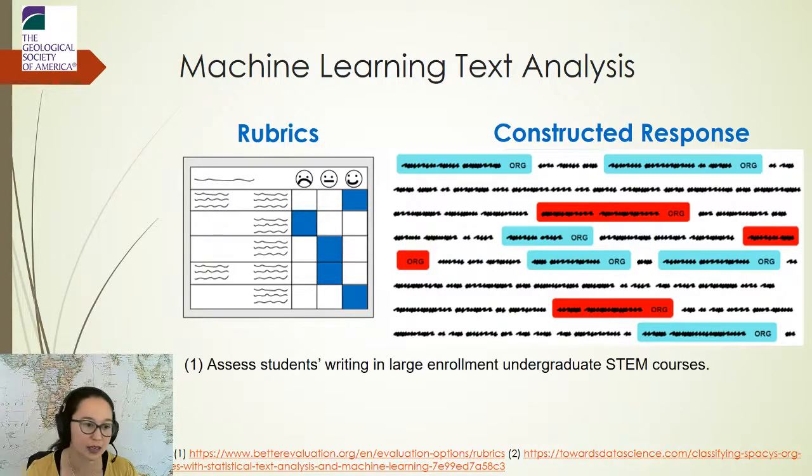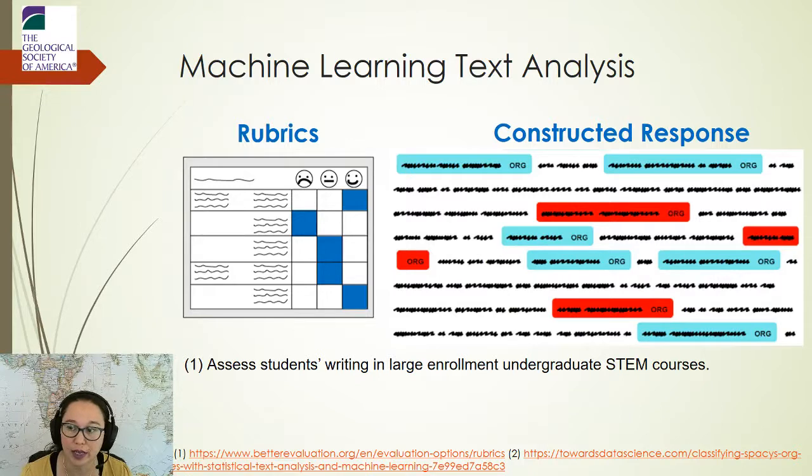So what this allows us to do, using a machine learning algorithm to assess all these constructed responses, is to assess students' writing in large enrollment undergraduate STEM courses. Right now, this is a huge barrier to getting to this integration of complex concepts, right? Those of us who are teaching courses with 50, 100, hundreds of students in our introductory courses do not have time to grade and assess all of these constructed responses.